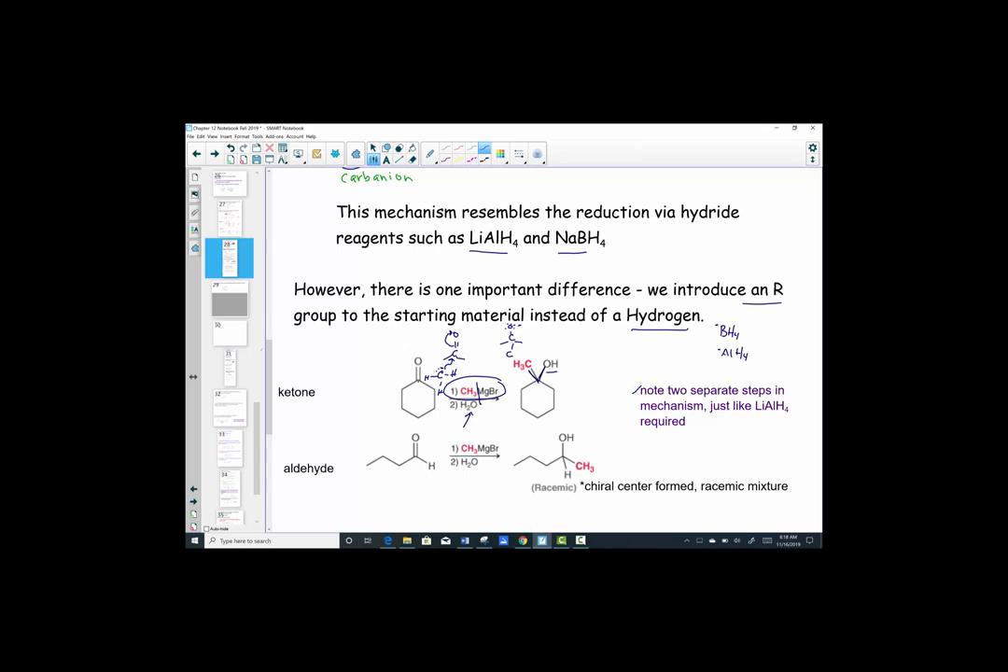Notice also that you see on the arrow two separate steps. Step 1 using the Grignard reagent, and step 2 using the protonated solvent. Remember that with the boron tetrahydride, you could list those on the same arrow, but with aluminum and with the Grignard reagent, we must number the steps.